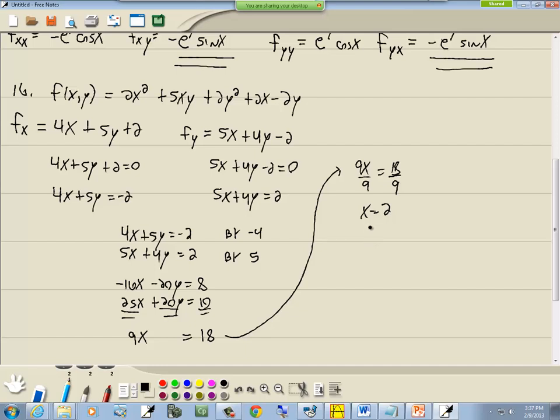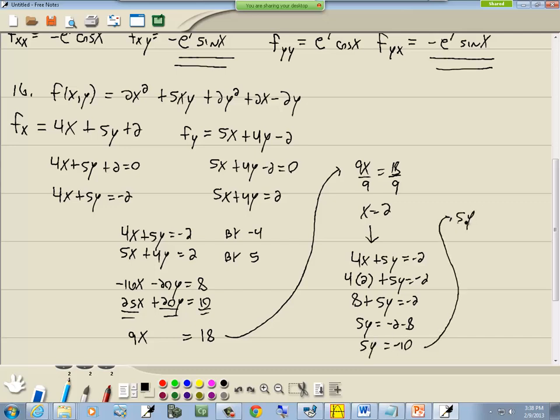Well, we need to find out what our y is. So I'll plug 2 into one of these equations. Doesn't matter which one. I'll do the first one. 4x plus 5y is equal to negative 2. Put the 2 in for the x. So we've got 4 times 2 plus 5y is equal to negative 2. 8 plus 5y is equal to negative 2. Take the 8 over. Becomes a negative 8. 5y is equal to negative 10. Divide both sides by 5. And we get y is equal to negative 2. So our answer is 2, negative 2.